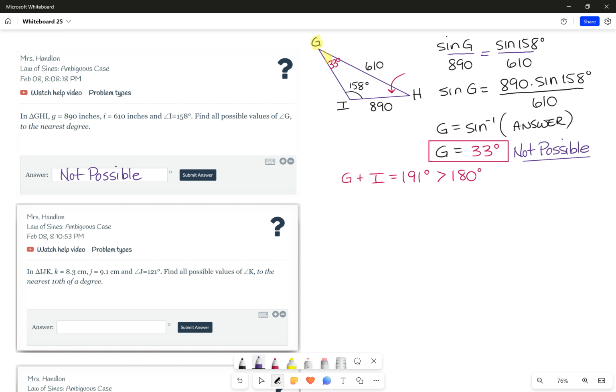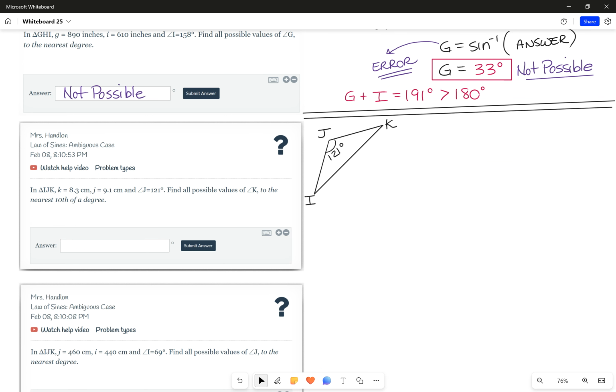Sometimes also when you take the sine inverse of an answer, you end up with an error message on the calculator. That as well is a no solution, okay? So if you get an error message right on the first try, just know it's a no solution. If you know you've placed everything correctly in your proportions, an error message means not possible. But again, this one, 33 degrees, cannot work because when you add the G and the I angle, it already surpasses 180 degrees, and that's not possible. The 3 angles have to add up to 180. So that's how that one works, okay? So let's go on to the next one.